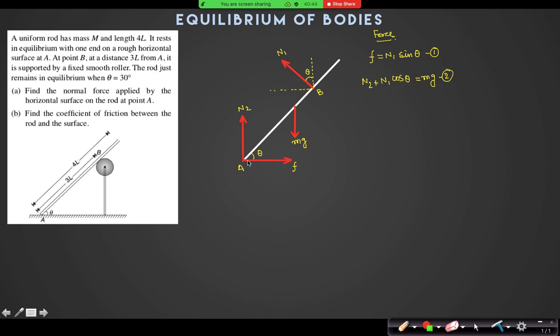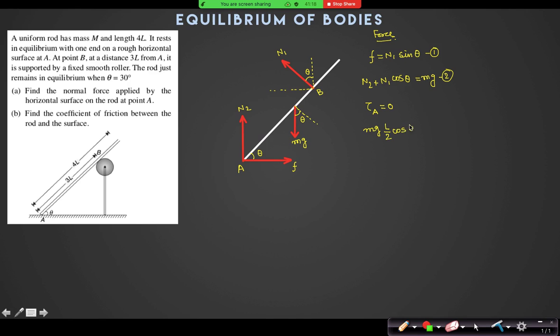Now if I take torque, about which point will I take? About A only, because two unknowns are passing through it. So torque about A is 0. What is the torque of mg? mg into L by 2 cos theta.